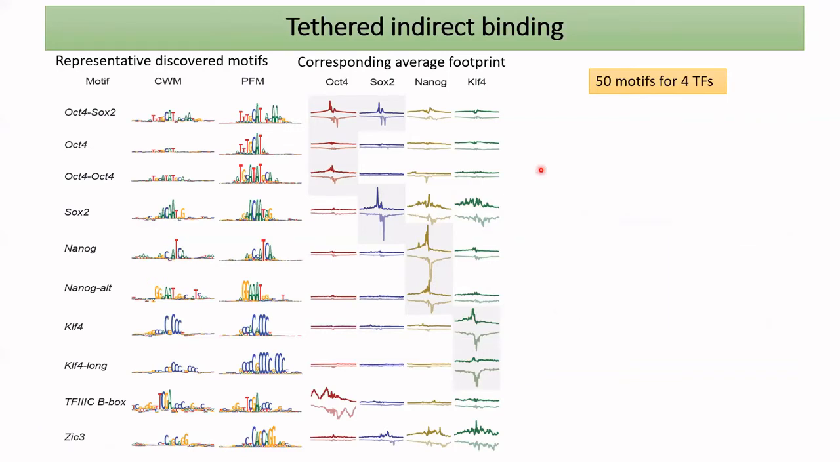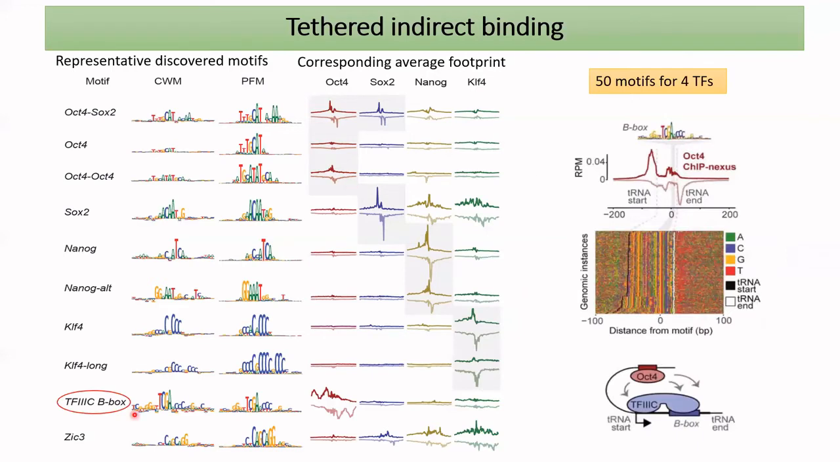Now another cool example of tethered binding is the TFIIIB box. This was a strange one because we were like, what is happening exactly here? The TFIIIB box is typically found next to tRNA genes. And what we found is there's pretty strong evidence that Oct4 is binding at these TFIIIB box genes that are lighting up, precisely at around 280 highly conserved tRNA genes.